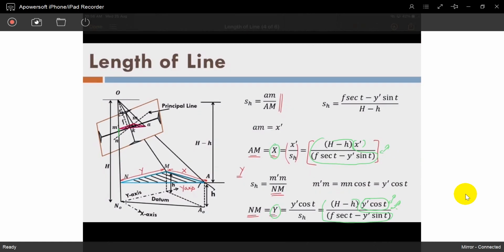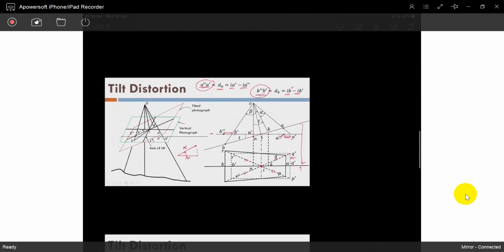If you know the two coordinates x and y, you can easily find the length: the square root of (xa minus xb) whole square plus (yb minus ya) whole square. That's the length of the line. Finally, tilt distortion. So what is the tilt distortion? What is tilt displacement?